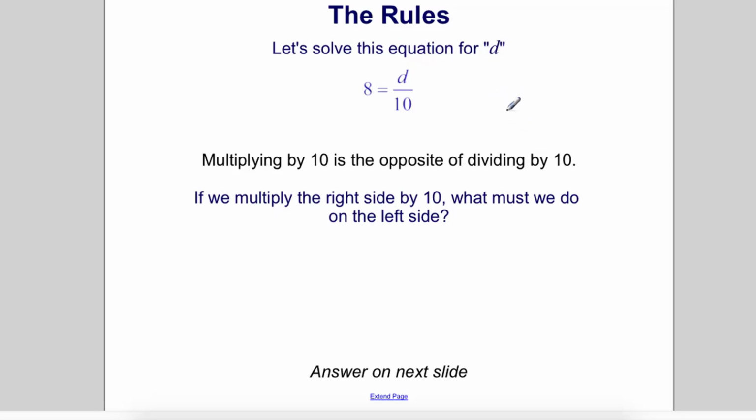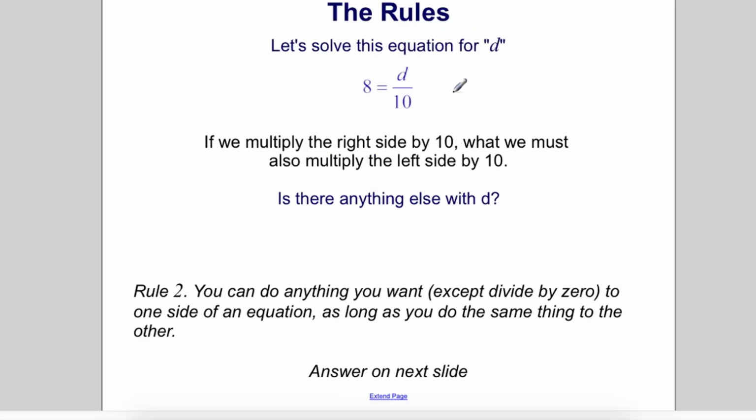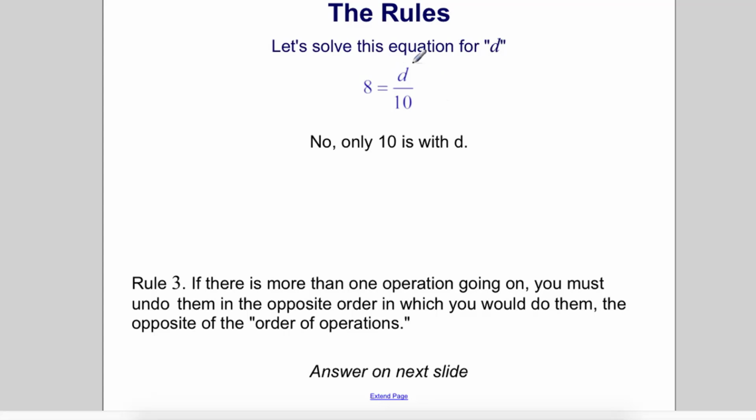Multiplying by 10 is the opposite of dividing by 10. If we multiply the right side by 10, what must we do to the left side? If we multiply the right side by 10, we must also multiply the left side by 10. All right, well, is there anything else with D? Rule number 2. Remember, you can do anything you want except divide by 0 to one side of an equation as long as you do the same thing to the other side. There's nothing else with D, only the 10.